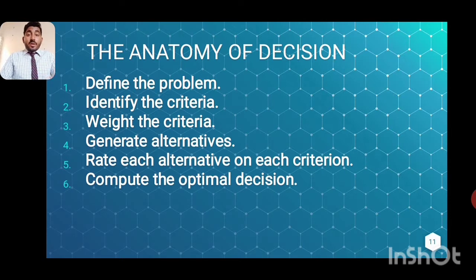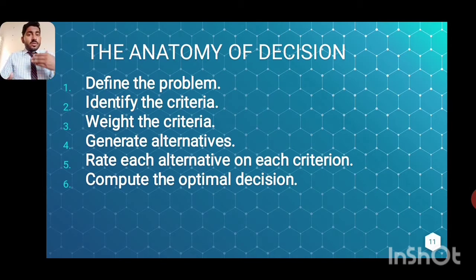Identify the criteria: why has it happened? Because the birth ratio in the country is so high. And weight the criteria: how many children are born in one year.